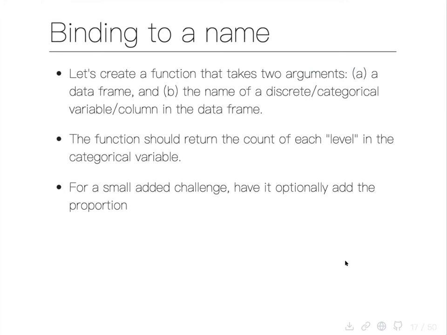So what we're going to do is actually write a function. It's too bad I couldn't have just gotten to here before everything failed. So we're going to write a function that takes two arguments, a data frame and the name of a discrete/categorical variable in the data frame, okay? And then the function should return the count of each level in the categorical variable, okay? And for a small added challenge, if you have time, have it optionally return the proportion of each level, okay?